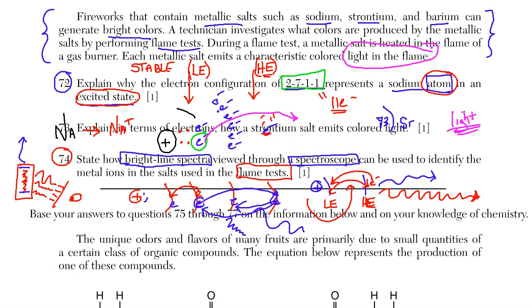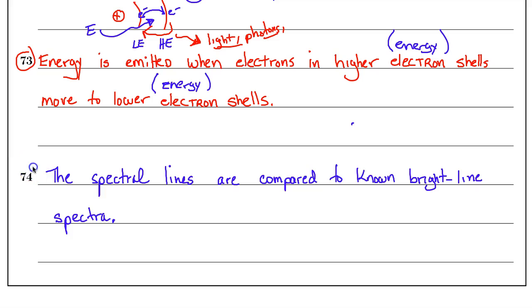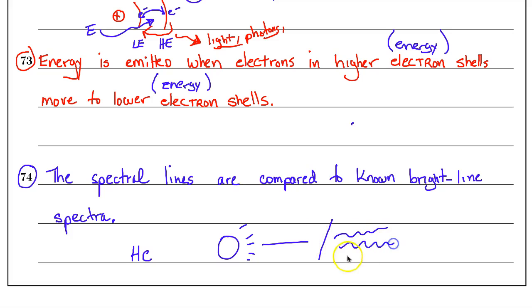All right, so let's go to the answer booklet. So 74, I say the spectral lines are compared to known bright line spectrum. That's how you figure out what element something is. So we discovered helium on the sun, which we didn't actually go to before we discovered it on the earth. The sun gives off light. We took that light, put it through a diffracting gradient, and we got the different bright line spectra that represents the different type of wavelengths of light.